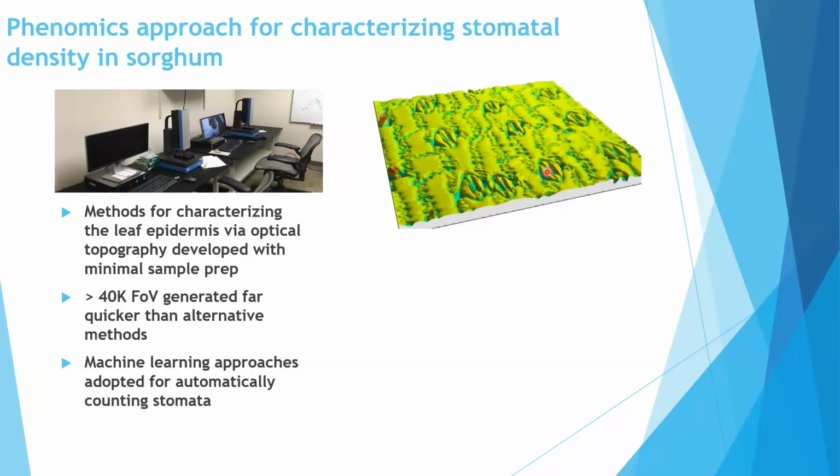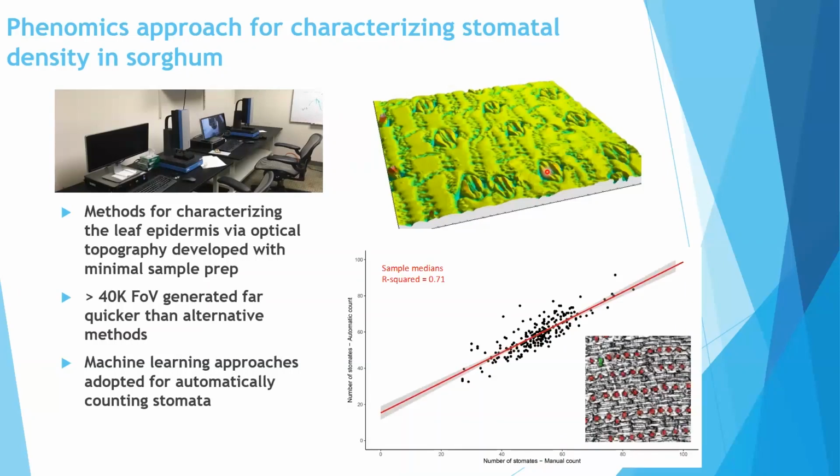So this really broke ground in terms of measuring a trait that was really slow to measure, making it into a high throughput protocol that could be measured quickly and easily. And we collaborated with computer scientists to develop machine learning approaches to automatically count how many stomata were in these fields of view. And that's what you can see here.